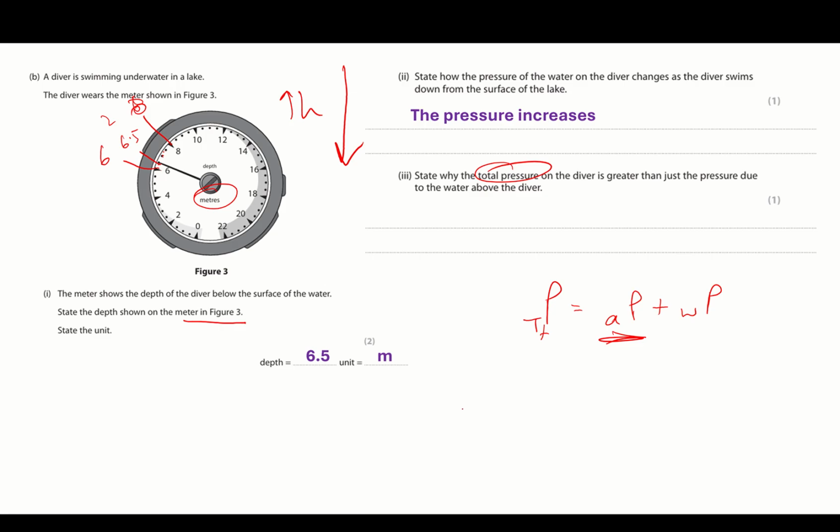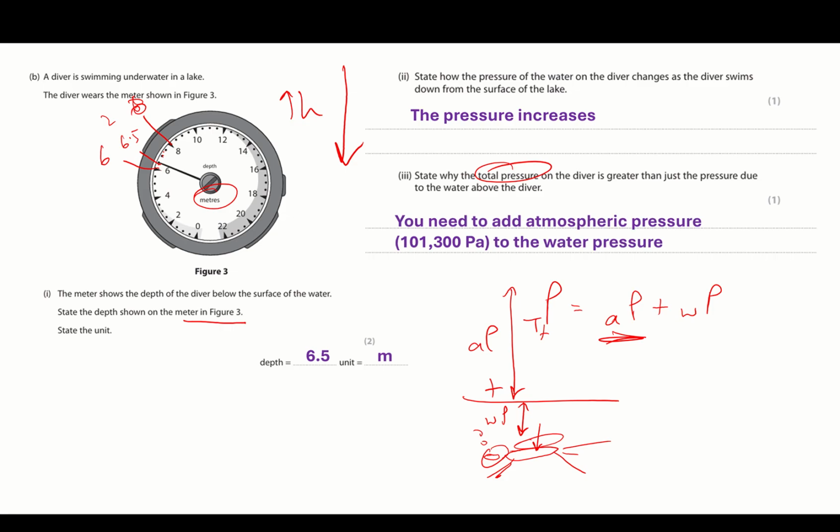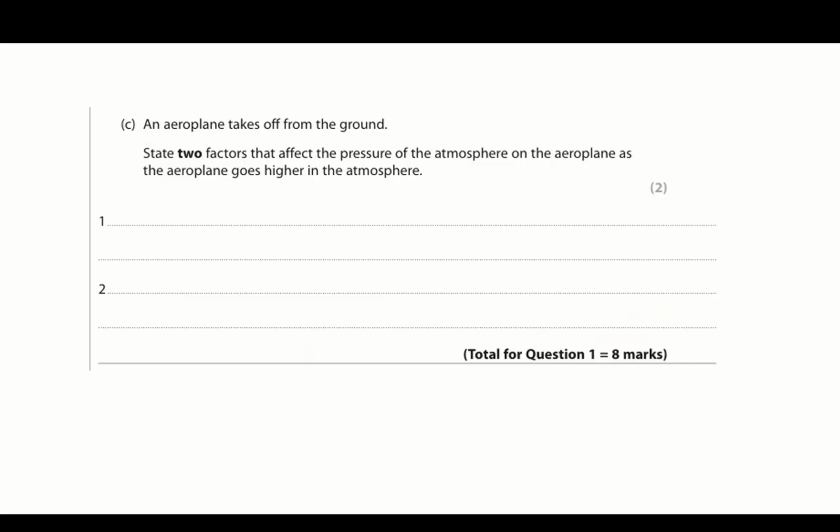So if we imagine, there's the diver, swimming, with a scuba mask on, bubbles. There they are, they've had a bad day. But we can now see we've got the fluid pressure, the water pressure acting on them, but we also have the weight of the column of air above them. We also have atmospheric pressure. And those two added together give the total pressure. So you need to add atmospheric pressure. Just remember that number as well, 101,300 pascals or newtons per meter squared. And we've got to add that on.